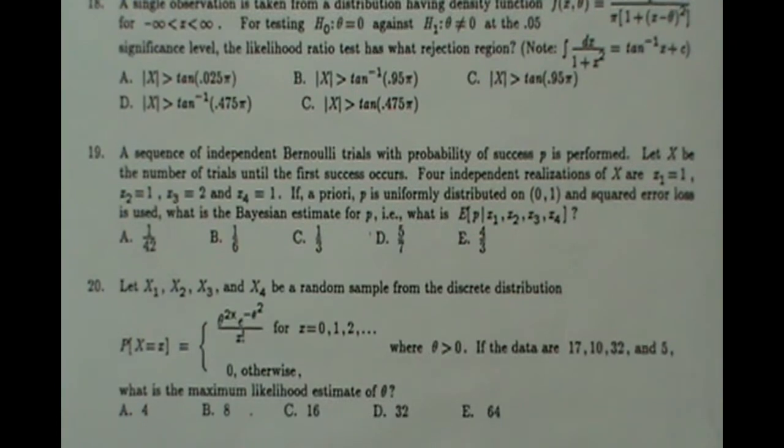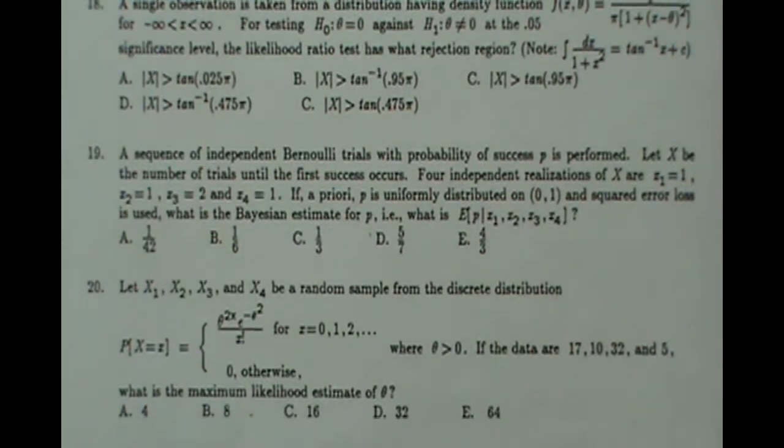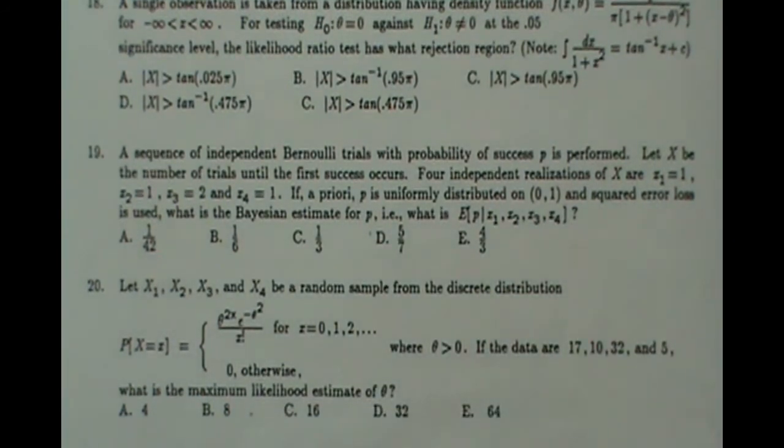4 independent realizations of X are X1 equal to 1, X2 equal to 1, X3 equal to 2, X4 equal to 1. If a priori P is uniformly distributed on 0, 1, and squared error loss is used, what is the Bayesian estimate for P? i.e., what is the expected value of P given the data 1 through 4?